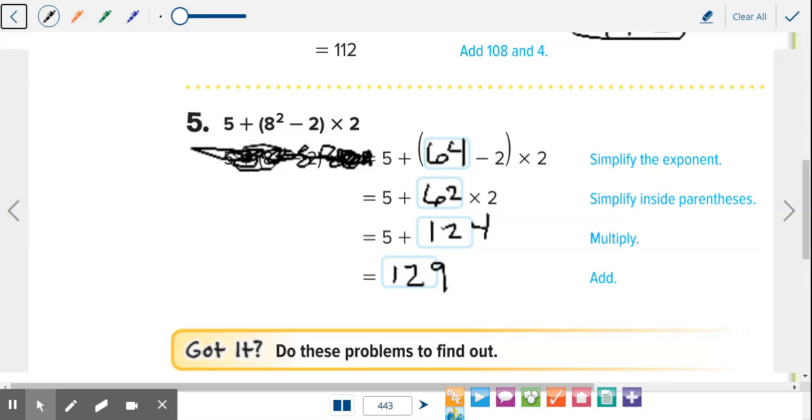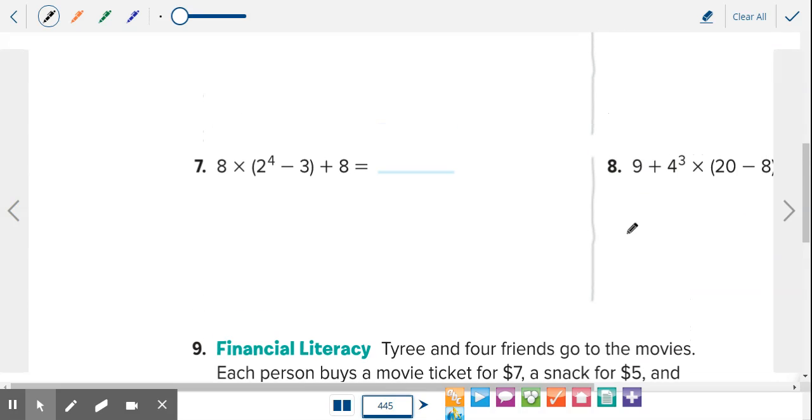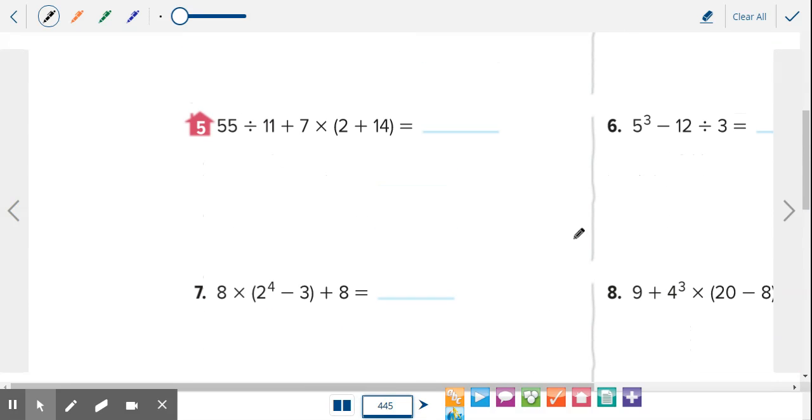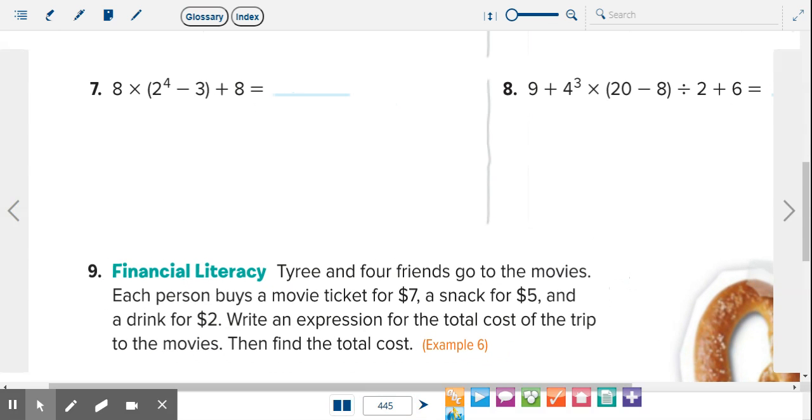Any questions on this? All right, we're going to jump over and do a couple more on page 445 again. We're going to do number 7, and we're going to do number 8. I'm going to do them over here because they get long. All right, so number 7.